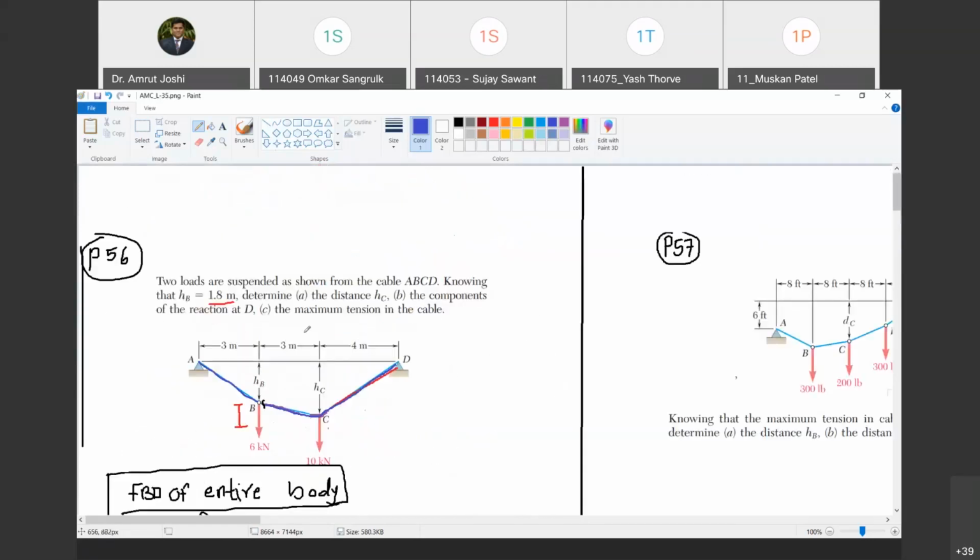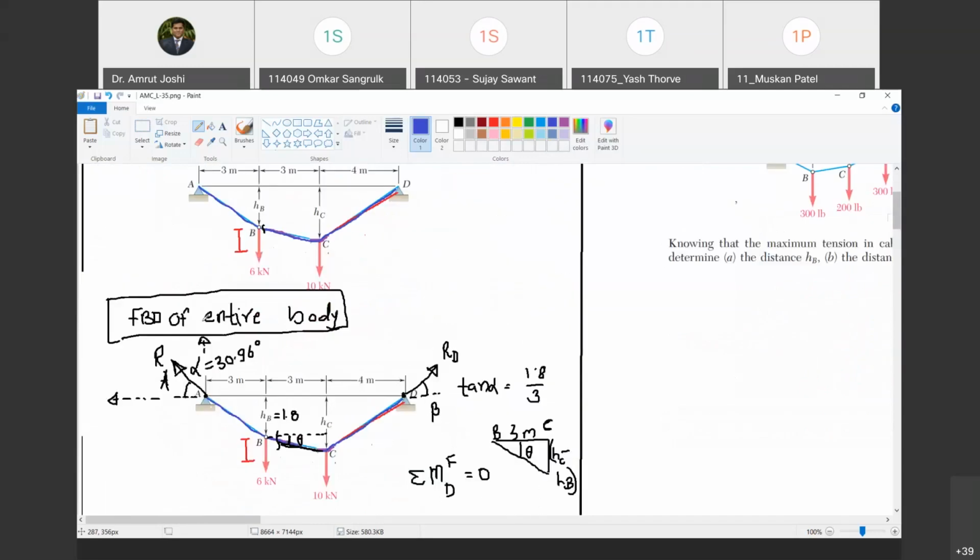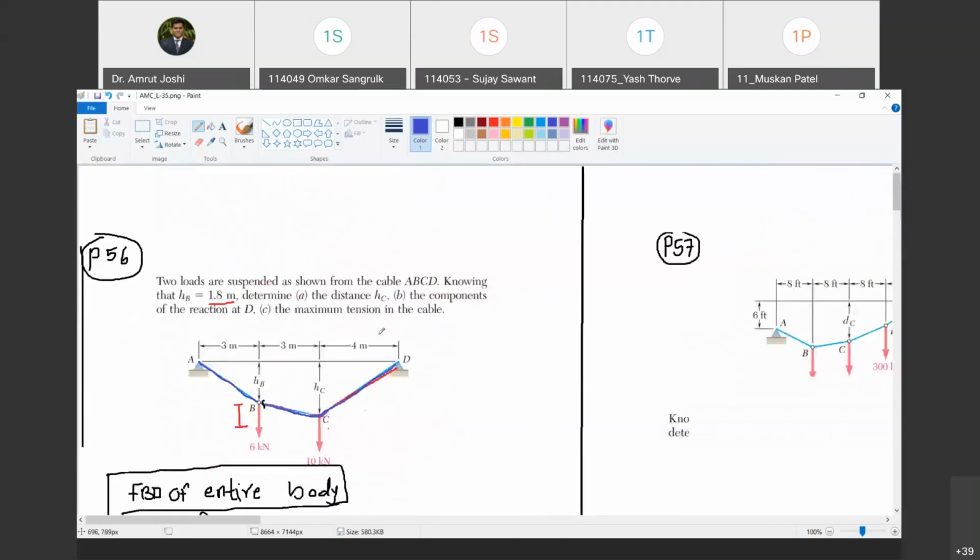Let us now read the problem statement. What all has been asked? You need to find out distance HC. Have we done that? Yes. It is 2.28 meter. The components of reactions at D. What has been asked? Components of reactions. So you will have to give RD cos beta and RD sin beta. Are you with me as an answer? Yes, sir. So that part you do.